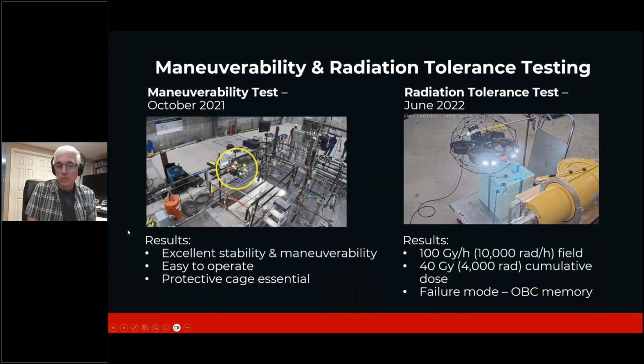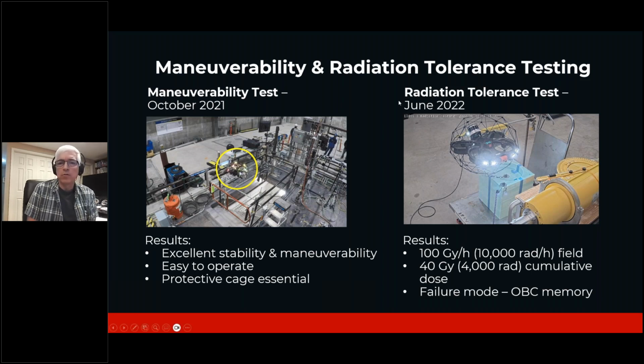So when we chose to go with the Elios 3, it was actually back in April of 2021. The mission was not until November of 2022. We had to go through several tests to ensure that the drone would perform. One of them first was a maneuverability test in October of 21. It passed that test with flying colors. The cage is a critical part of being able to maneuver in very densely obstructed areas.